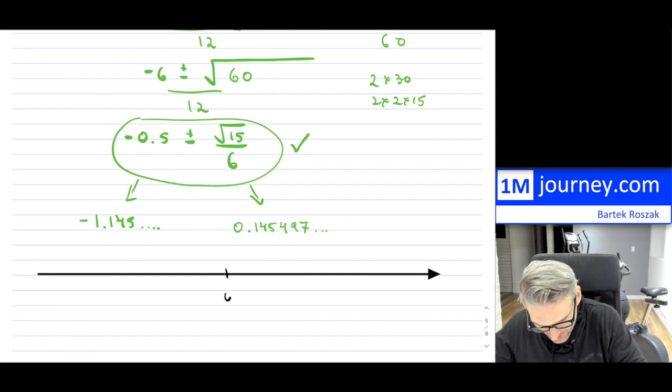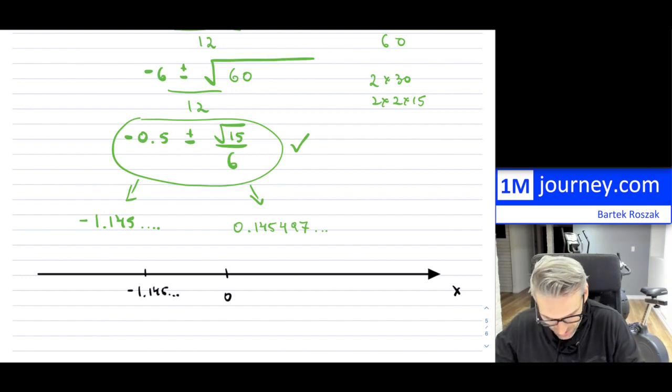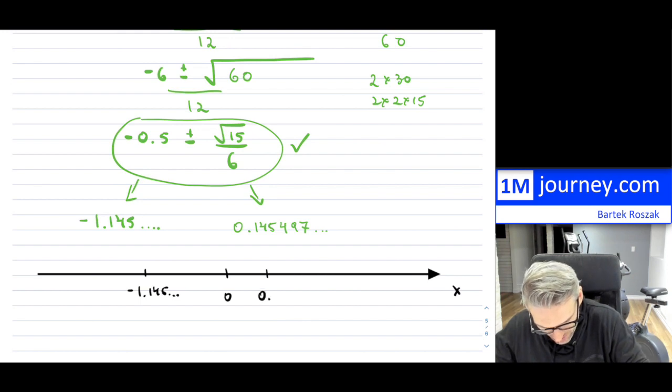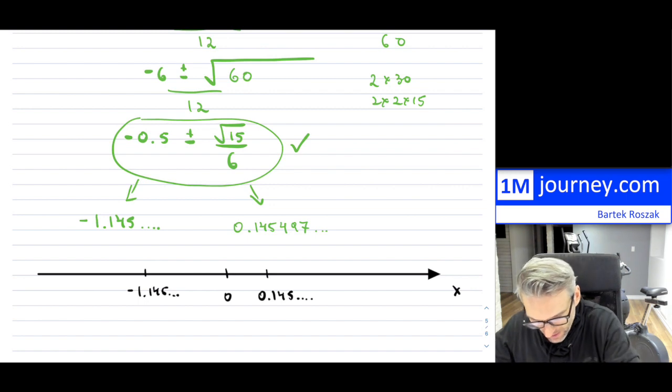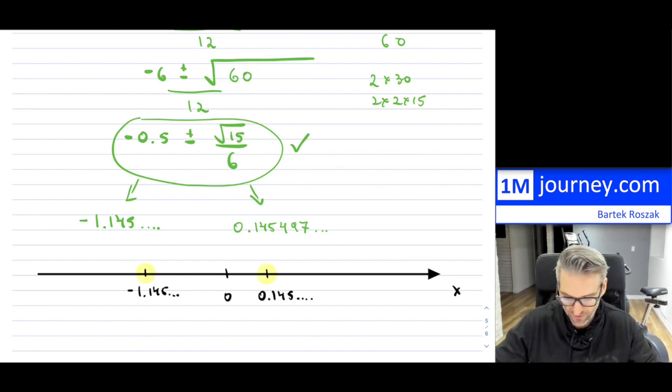So I'll put 0 here. So this is my x. And then I will input, here, negative 1.145, etc. So that's one inflection point. And then to the right of 0, 0.145, etc. So at these two points, my second derivative is equal to 0.